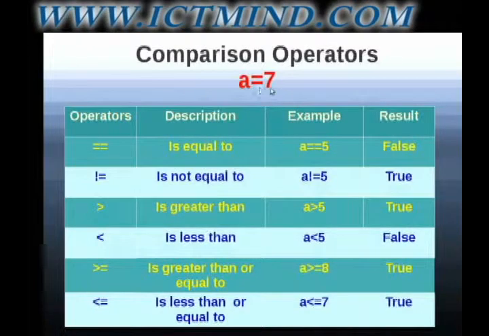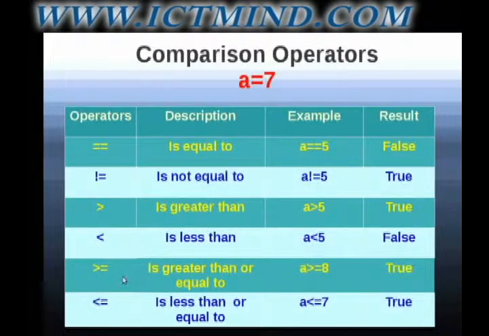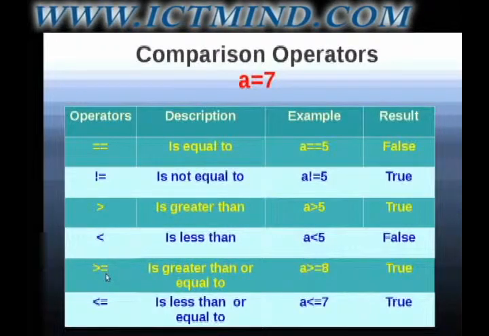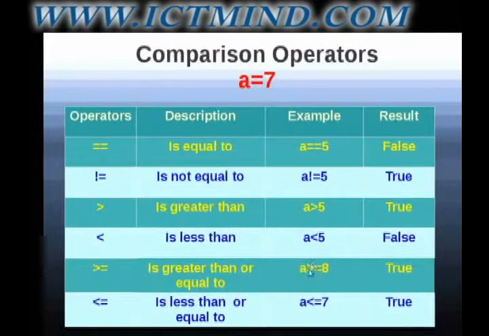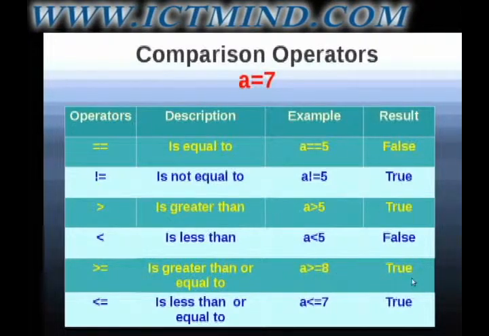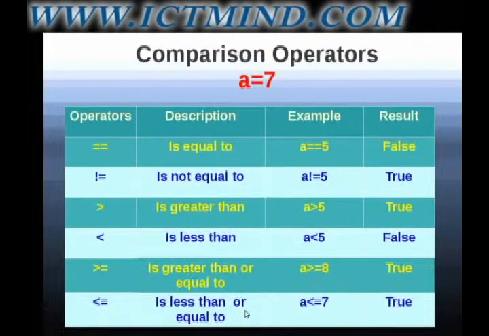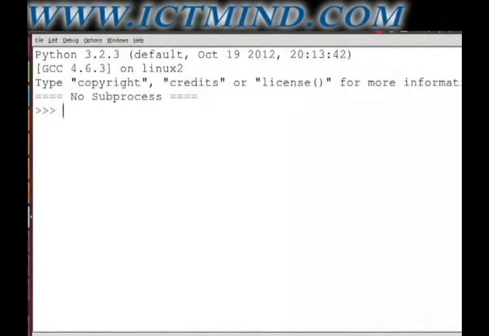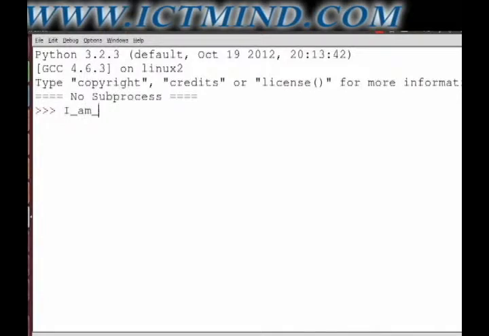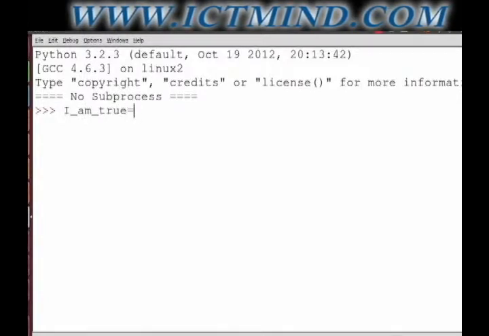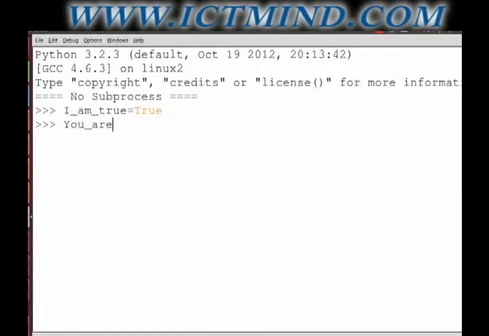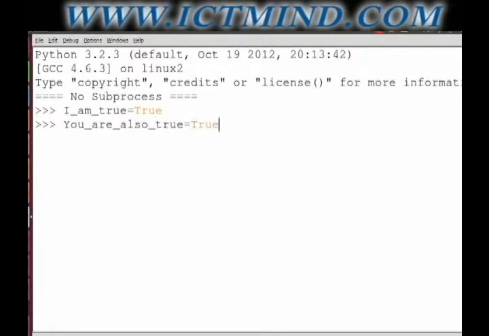Keep in mind always that these comparison operators give us a Boolean result. It means true or false. To understand this further, let's try with an example and see the result. First, we will define some variables and assign Boolean values to them. The first variable is I am true, and we will assign it true. And the second variable, you are also true, and we will assign the value true to that also.